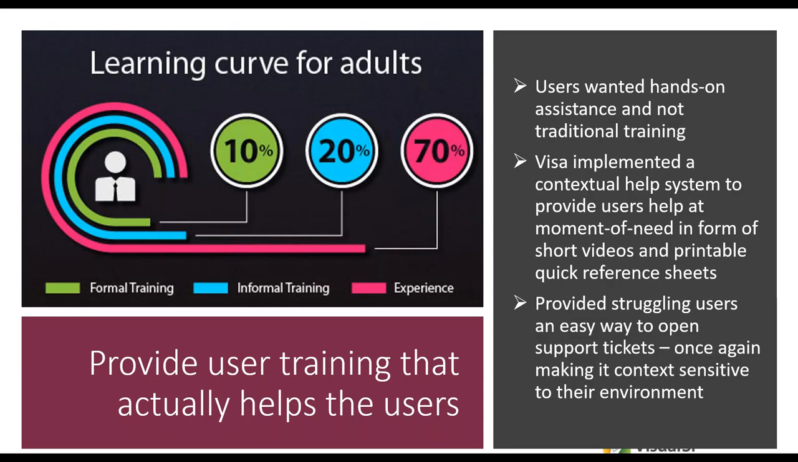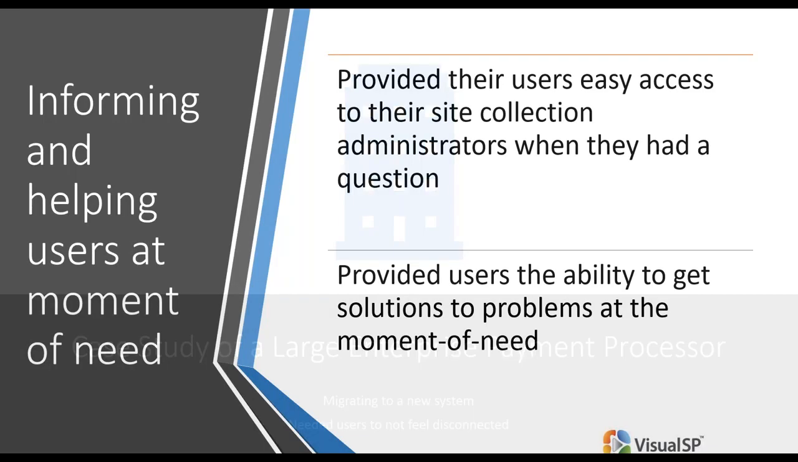My third case study is of a large enterprise payment processor. Can't name this particular company. Don't have the permission to do so, but here's the dilemma they had. They were migrating to a new system. They needed users to not feel disconnected. They wanted people to know that others are out there who can help them and how they can solve their own problems if they needed to. So they wanted to inform and help users at their moment of need, right?